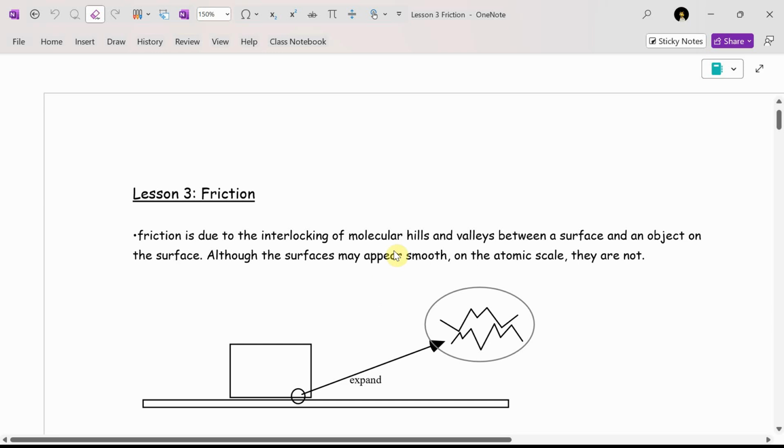Let's start. Henry, we're going to talk today about friction. Friction, we think, is due to the interlocking of molecular hills and valleys between a surface and an object on the surface. Although the surfaces may appear smooth, on an atomic scale, if you zoom in, they are not. And so we think as objects try and move relative to each other, those microscopic, molecular hills and valleys kind of grip onto each other.